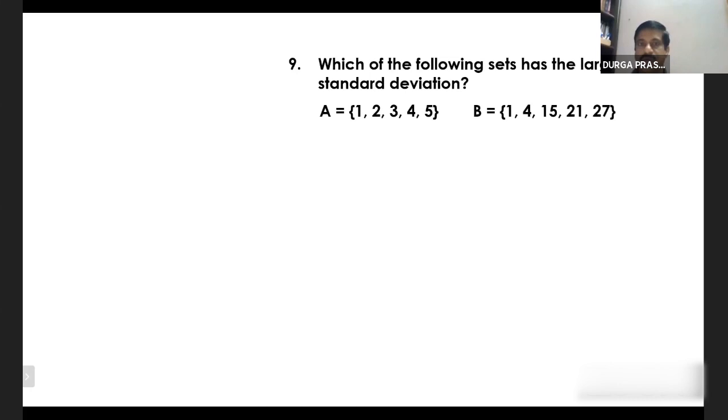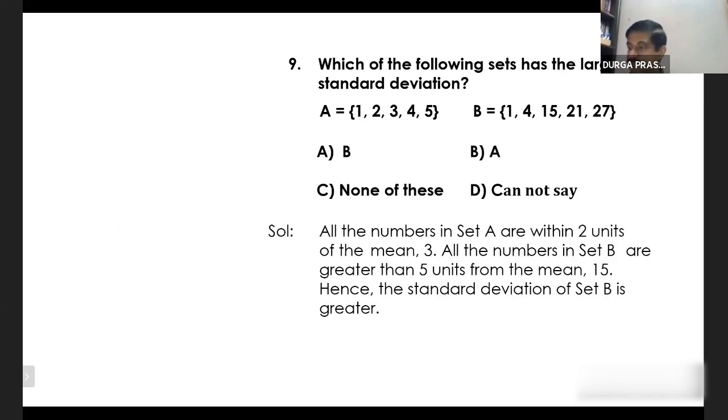Okay, let's go to the next question. Which of the following sets has the larger standard deviation? So A, B, C, D options. If you look clearly, set A and set B he has given. Set B appears to have the greatest standard deviation. It's very clear. Therefore, the answer is set B, which is option A, right?